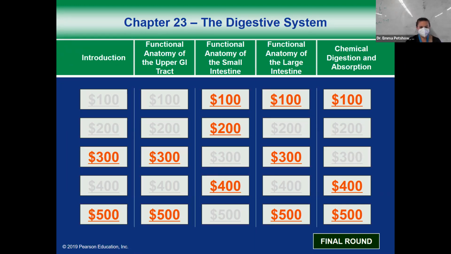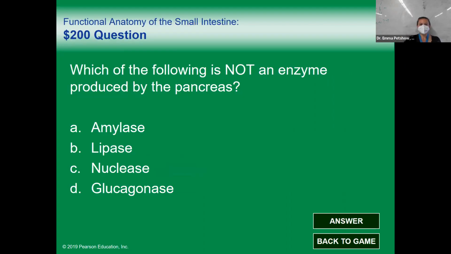Small intestine, 400 or 200? 200. Which of the following is not an enzyme produced by the pancreas? Amylase, lipase, nuclease, glucagonase. Well, if y'all can't guess it now, I don't know who could.